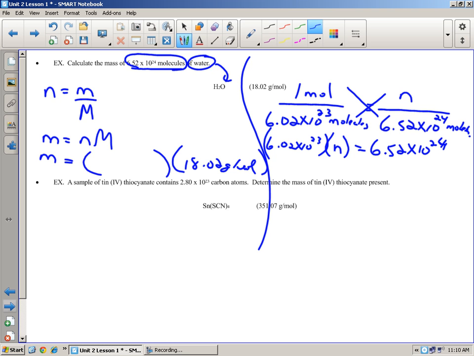How do I solve for N? Well, you divide both sides by 6.02 times 10 to the 23. Some of you guys are saying, can't I just do this? Do I have to really do all this work? And the answer is no, but I should see somewhere that's what you're going to divide, yes? At some point in time, hopefully. Somewhere.